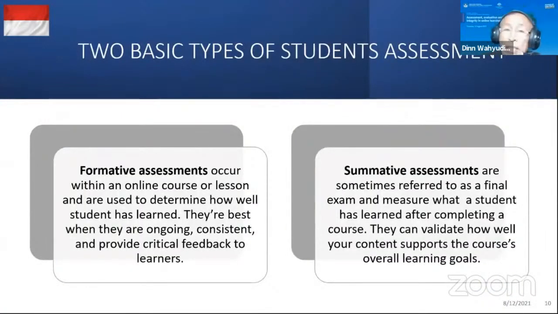I also mentioned 2 basic types of student assessment in online teaching and learning activities in higher education. Firstly, formative assessments occur within an online course or lesson and are used to determine how well students have learned. They are ongoing, consistent, and provide critical feedback. Secondly, summative assessment is referred to as a final exam and measures what students have learned after completing the course. It can validate how well your content supports the course.